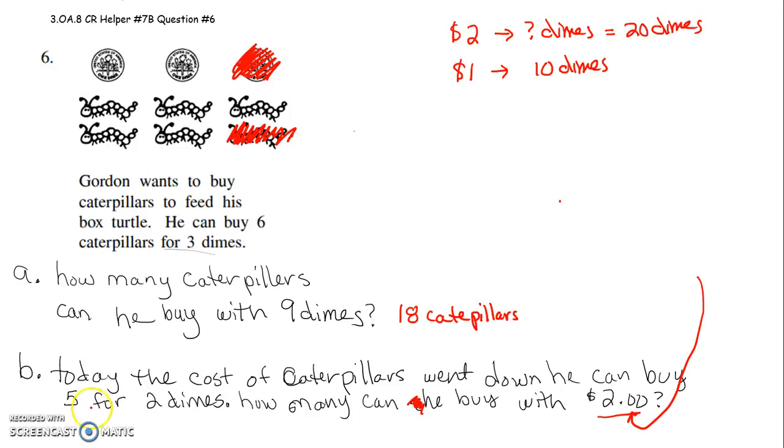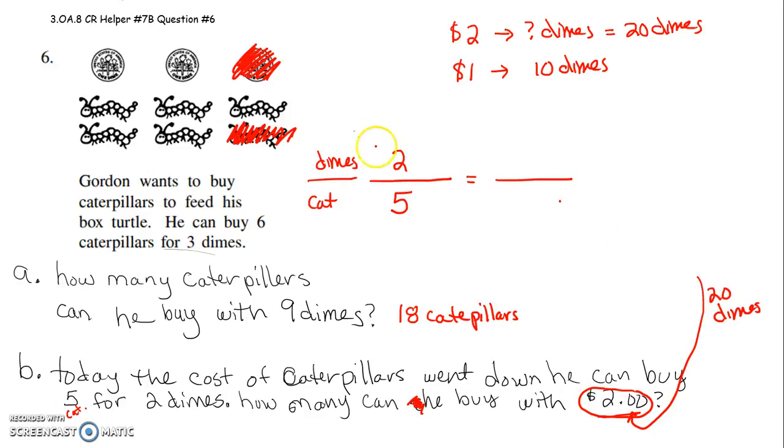All right, so I know 5 caterpillars for 2 dimes. Okay, so again, I could set up my dimes to caterpillars if I wanted to, or I could draw myself a picture. 2 dimes today will get me 5 caterpillars. I want to know how many caterpillars I can get for $2, and we just determined that $2 was 20 dimes. So if 2 dimes gets me 5 caterpillars, 20 dimes will get me how many caterpillars?